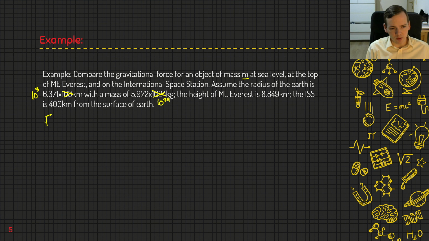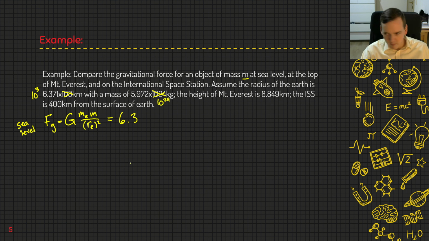So we're going to start with our equation, Fg equals G times the mass of the Earth times the mass of the object divided by the radius of the Earth squared. This is for sea level because the distance is a function of the radius of the Earth. Now, we should be able to predict what we're going to get here, but let's do it out just to calculate and show.